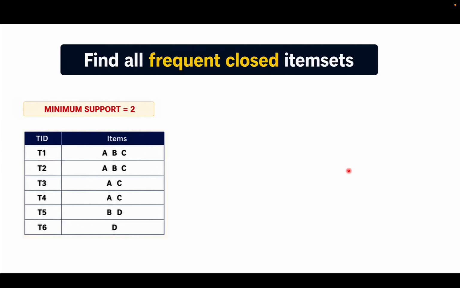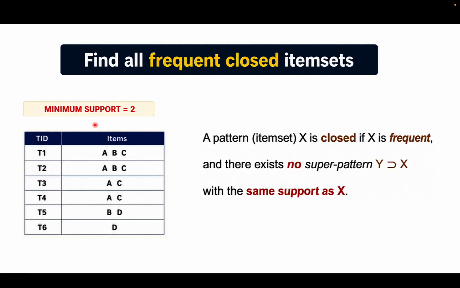In this lesson, I'll walk through a frequent closed item sets exercise. Suppose we have this transactional database, minimum support is set to 2, and the goal is to find all frequent closed item sets. A pattern or item set X is closed if it's frequent and there exists no superpattern Y, where X is contained in Y, with the same support as X.